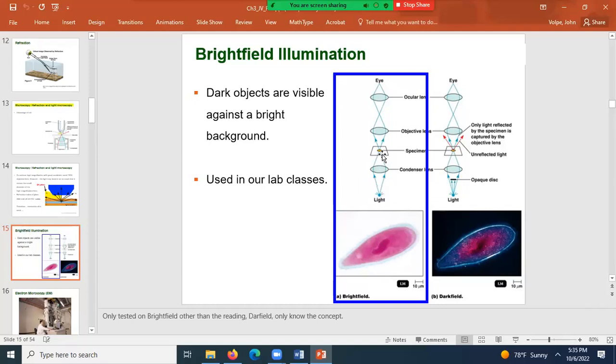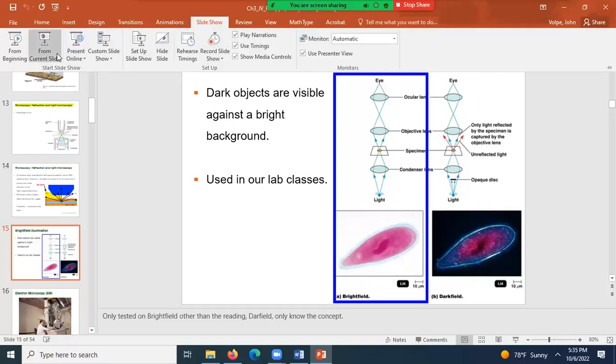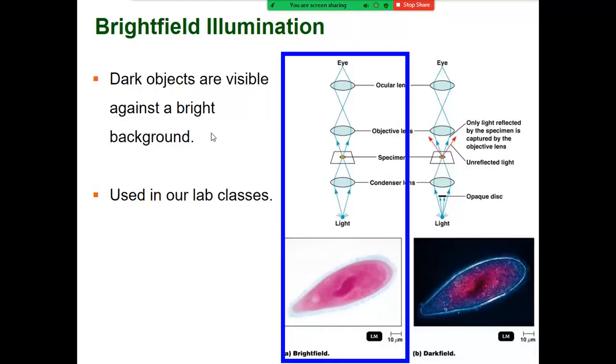Any questions about any of that? And this is showing you the path of the light. Now with dark field illumination, it's a little different, and we have an opaque disc. We have an opaque disc blocking the light that comes directly from the lamp, coming through the specimen, and then hitting the objective lens.